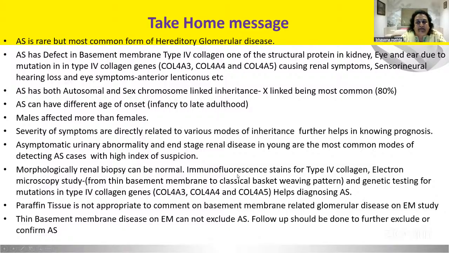Immunofluorescence stain for type 4 collagen, electron microscopy study from thin basement membrane to classical basket weaving pattern, and genetic testing for mutation in type 4 collagen genes help in diagnosing Alport syndrome. Very important, paraffin tissue is not appropriate to comment on basement membrane related glomerular disease on electron microscopy study. And thin basement membrane disease on electron microscopy cannot exclude Alport syndrome. Follow-up should be done to further exclude or confirm Alport syndrome.